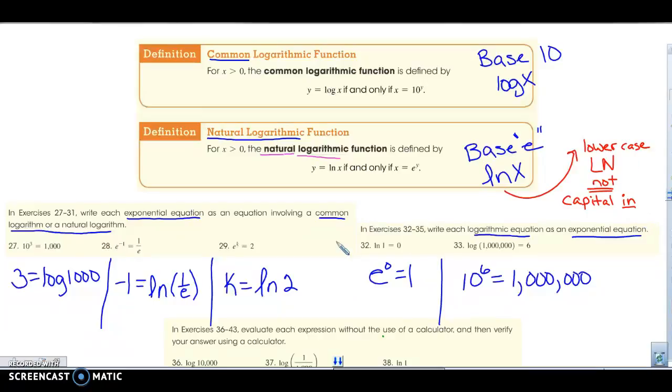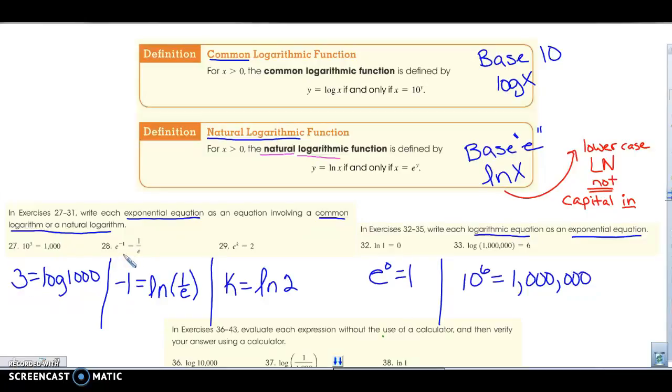All right, so one of the things that you're going to be asked to do in this section is to write each exponential as a common log or a natural log, very much like what we were doing in the beginning. It's just now we know how to write the common and natural log. So here, taking this exponential and putting it in logarithmic form, we'd have base 10, so we're going to use log. Notice we did not write the 10 here, it's assumed to be there. So log base 10 of the argument 1000 should equal the exponent 3.